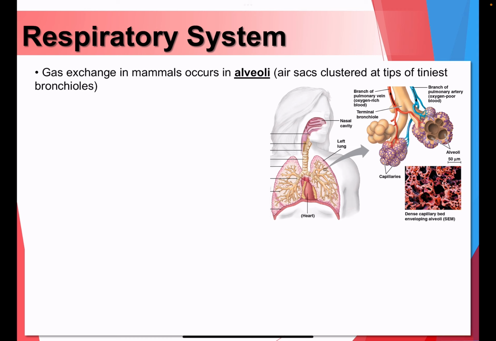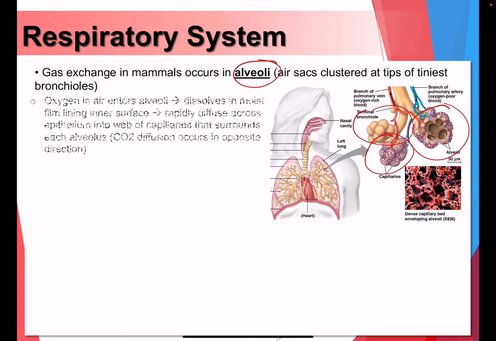All right, so gas exchange in mammals occurs within alveoli, just like how in blood vessels, gas exchange cannot happen within arteries or veins. It only happens within capillaries. Same thing here for the respiratory system. Gas exchange cannot happen in the trachea, cannot happen in the bronchi or the bronchioles. It only happens within the alveoli, which are these grape-like clusters of balloons at the ends of the bronchioles.